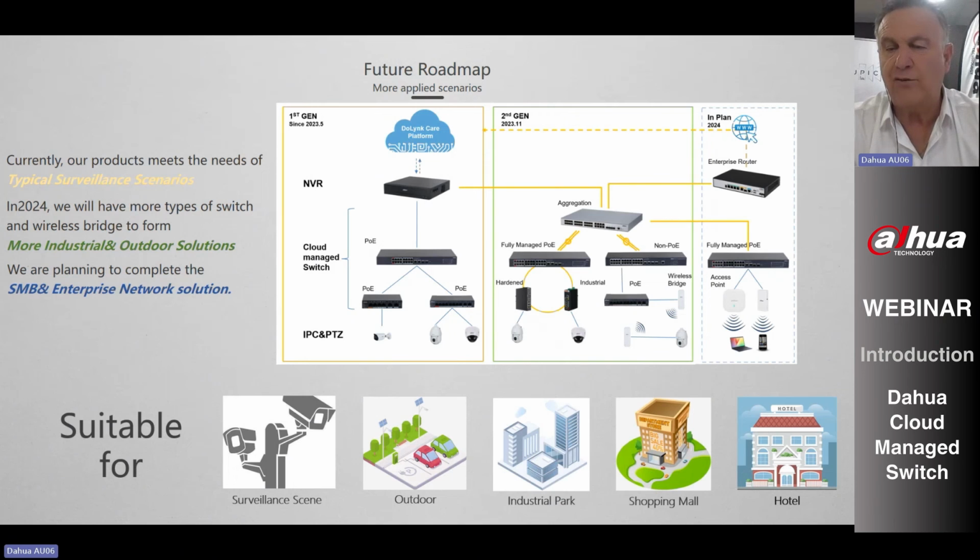In plan for 2024 is all the way to an enterprise router, going to the total offering, taking you from small business application right up to industrial and right up to corporate. So running along the very bottom of that screen: surveillance scenes for outdoor, industrial park, shopping mall, hotel. It doesn't matter how big your system will grow to. You have a solution in the Dahua Cloud Managed Switches, including the enterprise router, that allows you to manage every device on that system, every IPC, every switch, every recorder, regardless if it's an XVR or an NVR.